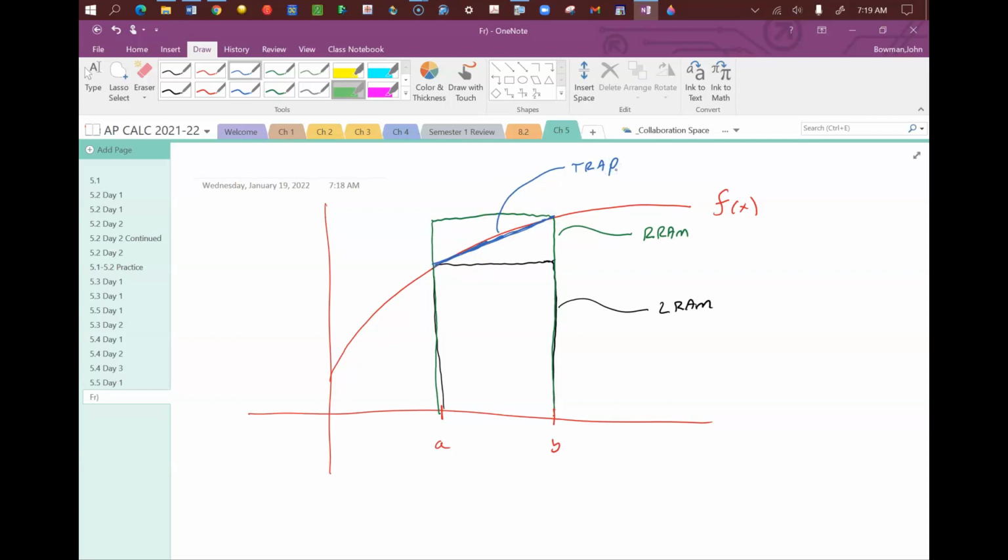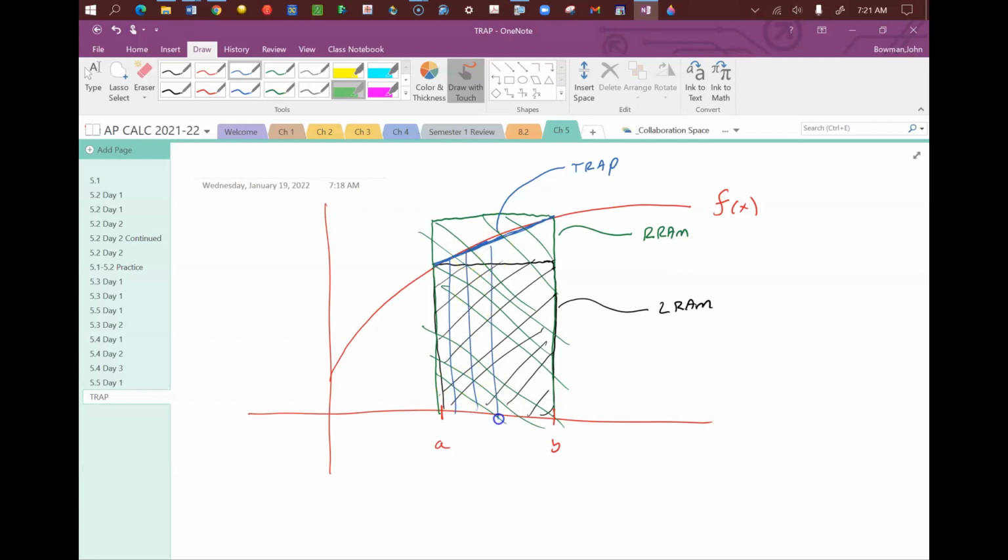So the question is this: how is the trapezoid method related to LRAM and RRAM? Take a look at this picture, and pause the video, and see if you can figure out the relationship for this one rectangle. So if you were thinking something like this, so here's the black rectangle, and here is the green rectangle. I'll do my best to sketch all that in. And then we've got the trapezoid, which is going to be the blue, which is going to be there. So this is getting a little bit confusing.